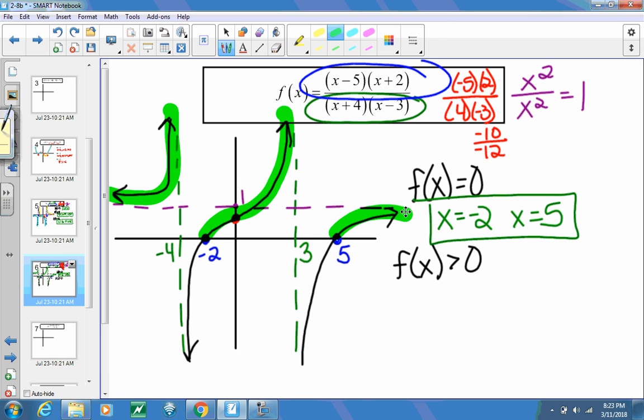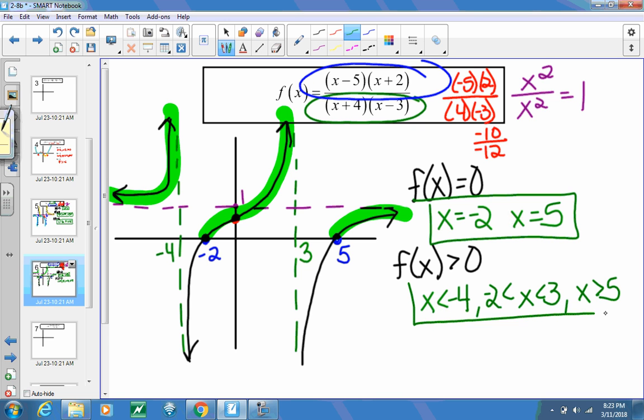And so I see that there's 3 different intervals that it is above that x-axis. We're looking for when x is less than -4. We're looking for the value of x that is greater than -2, but less than 3, as well as x being greater than +5.